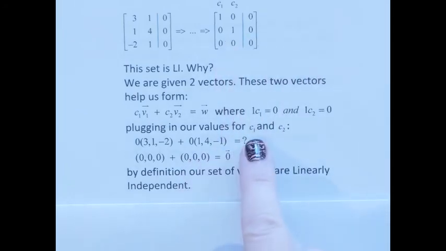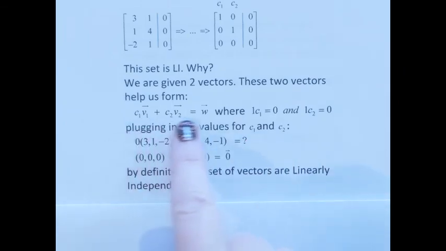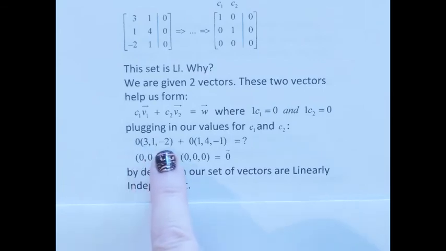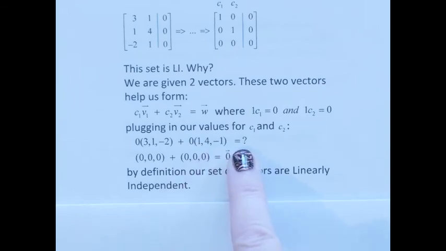If we plug in our values for c sub 1 and c sub 2 into this linear combination, here is c sub 1, which is 0, times vector v sub 1, plus c sub 2, which is 0, times vector v sub 2. What does that equal? We get the 0 vector. By definition, the set of vectors that we have are linearly independent. The only thing that I got was a 0 for c sub 1 and a 0 for c sub 2. I did not get a free variable. The only thing I can form is 0 for c1 and c2, linearly independent.